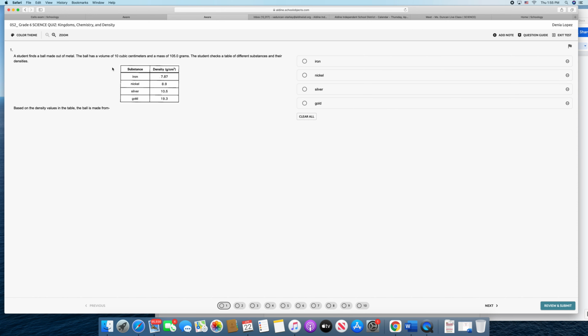A student finds a ball made out of metal. The ball has a volume of 10 cubic centimeters and a mass of 105 grams. The student checks the table of different substances and their densities. So for this, you're going to have to divide. Here's the information: here's the mass, and here's your volume. 10 is the volume, 105 is the mass. You're going to set that up in the formula for density, and then go ahead and get your answer. Once you get your answer, you will be able to identify it on the chart.